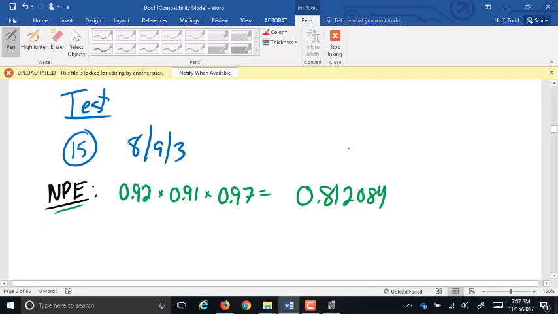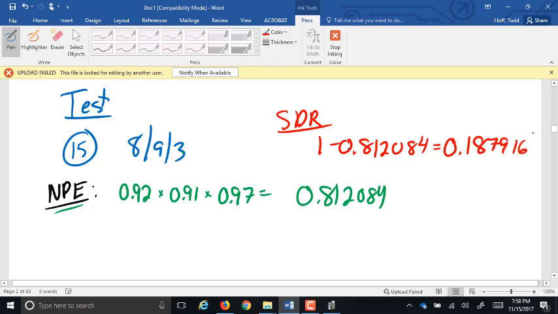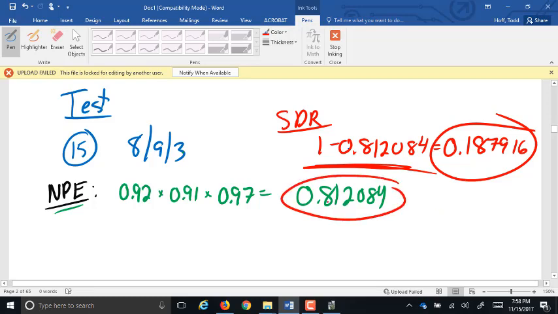So then to find that equivalent discount, the single equivalent discount rate, it's 1 minus that. So 0.187916. Because this is technically 81%, so it's 100% minus 81%. So this answer here would be the answer for like 17 and 18. That's how you do 17 and 18. Yep. 15 and 16, you got to take it that one extra step.